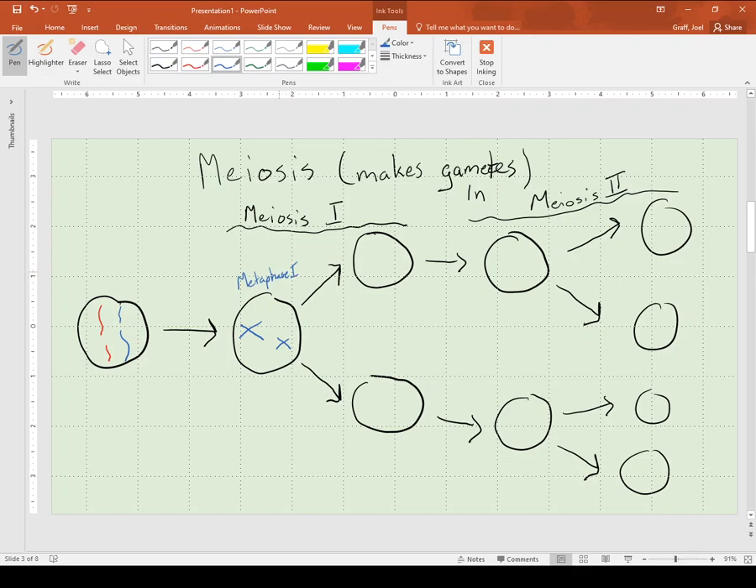So we're skipping out on the Prophase One and the Anaphase One and all that. We're just trying to keep it nice and simple. Hopefully skipping a bunch of steps doesn't cause confusion.